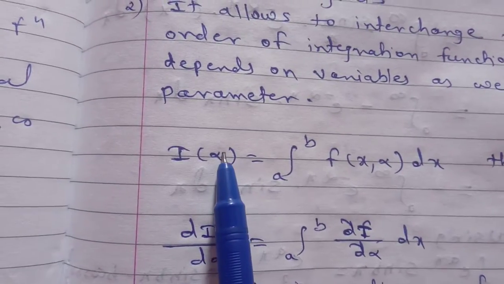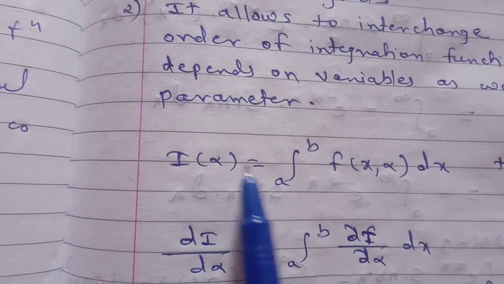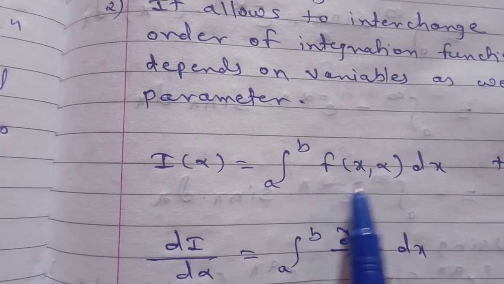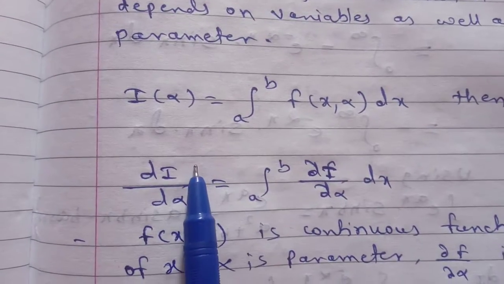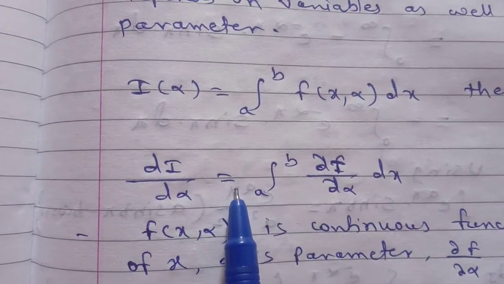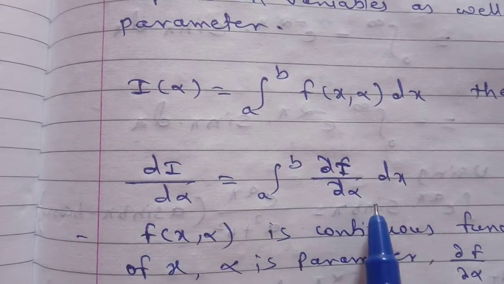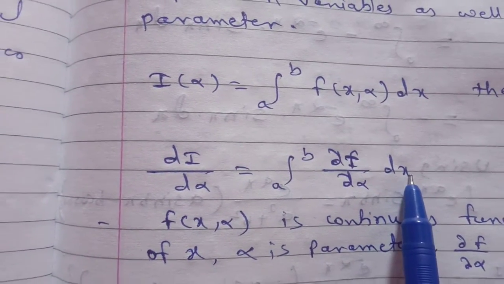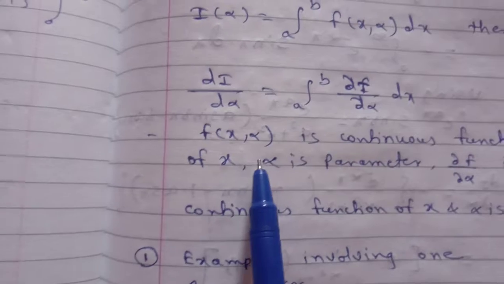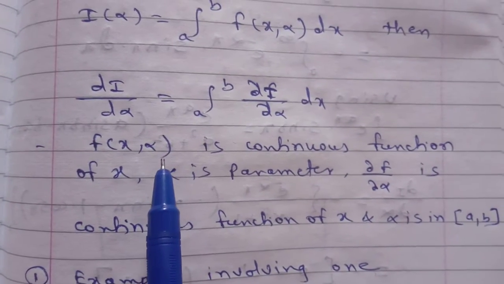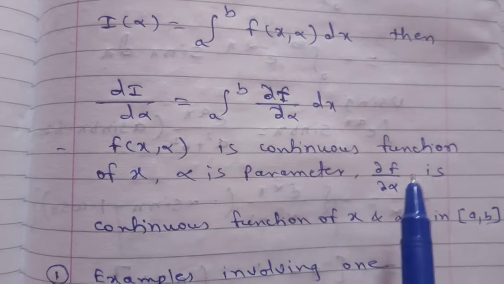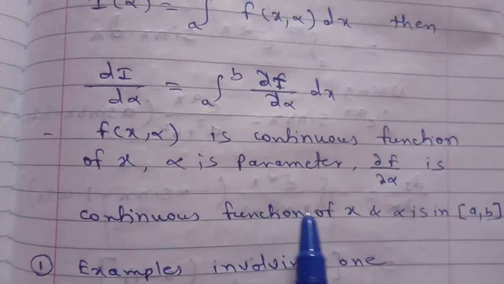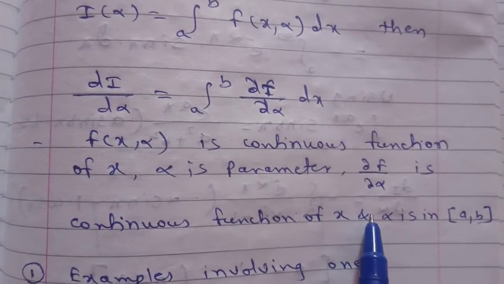The formula for the DUIS: I of alpha is equal to the integral from a to b of f of x, alpha into dx. Then dI by d alpha, means differentiate with respect to alpha, is the integral from a to b of dou f by dou alpha into dx. Here f of x, alpha is a continuous function of x, and alpha is a parameter. Dou f by dou alpha is a continuous function of x, and alpha is in the interval a, b.